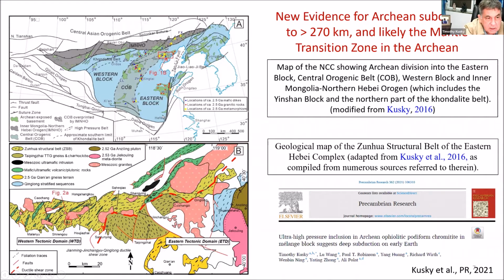The eastern block probably consists of a bunch of accreted arcs or something that are older than 2.7, but the central orogenic belt is a terrain, probably a couple of arcs, but they certainly collided with the eastern block at 2.5 billion years ago. And we look at this area right here, eastern Hebei. Here's a suture right here between the older gneissic terrains over here, which have arc-type affinities. And here's an accretionary wedge type thing. So we're going to focus on this one over here.